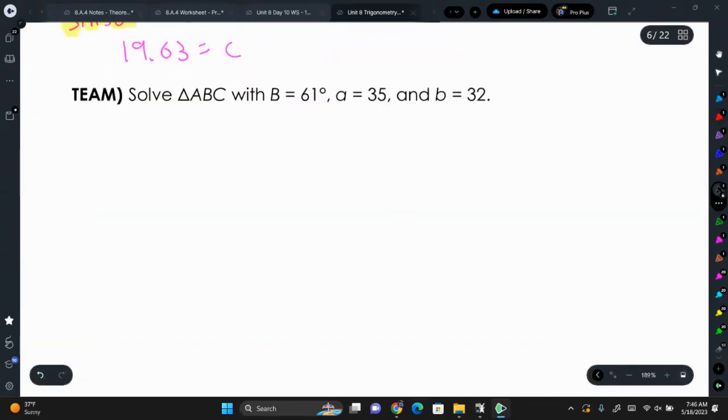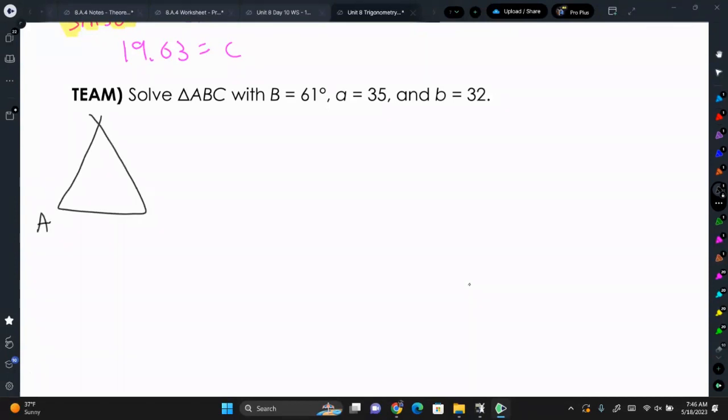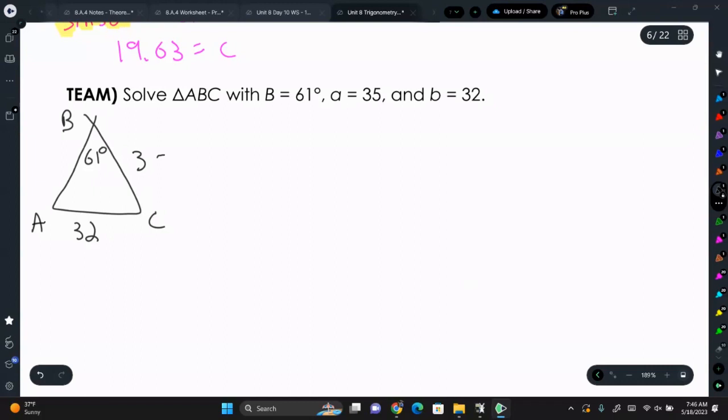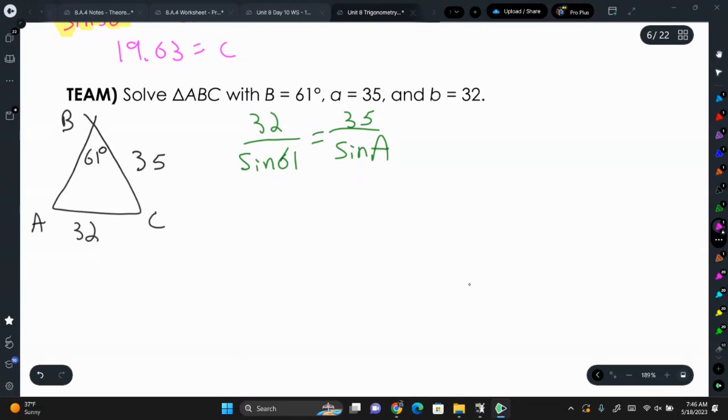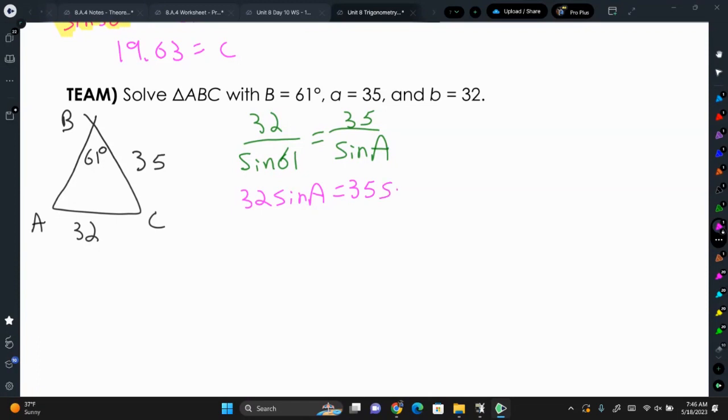All right, now with this example, let's draw a triangle ABC. Angle B is 61 degrees, side B is 32, and side A is 35. So 32 over sine of 61 is equal to 35 over the sine of A. So cross multiply, we get 32 times the sine of A equals 35 times sine of 61. Divide both sides by 32.